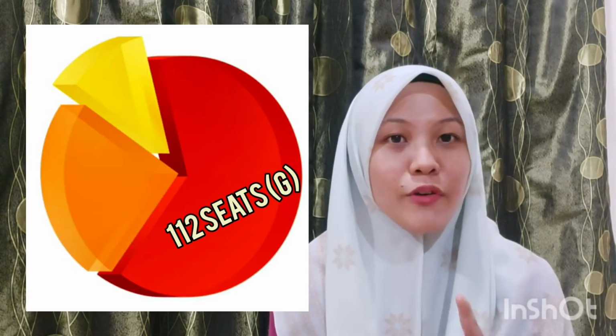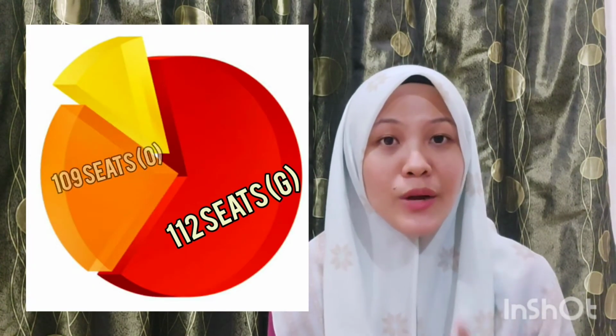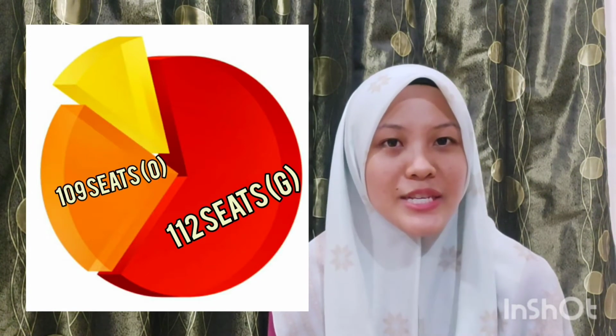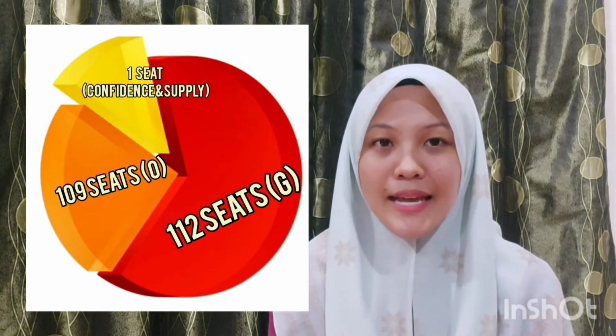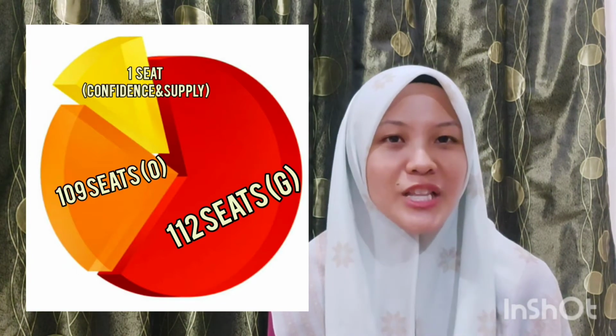In the current seats in the Parliament, there are 112 seats for the government, 109 seats for the opposition, and 1 seat for confidence and supply, held by an independent politician. So now we know the composition of the Dewan Rakyat and both houses. Next, let's see what the qualifications required to become a member of Parliament are.